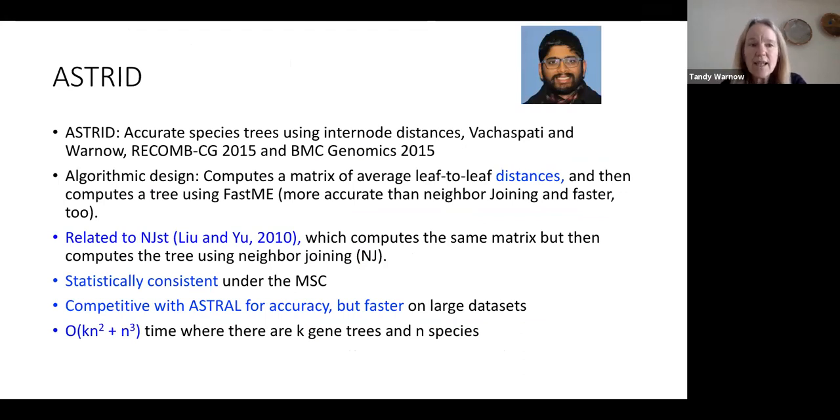So Astrid takes the same input as Astral, but then it computes a matrix of leaf-to-leaf distances. And that matrix of leaf-to-leaf distances can then be passed to a distance method like neighbor joining, but in this case, we use FastME, which actually has better accuracy than neighbor joining and is actually faster. It's also statistically consistent under the multi-species coalescent. It's polynomial time. And what's nice to know is that it's relatively as accurate as Astral. There's some conditions where it's more accurate, some conditions where it's less. And we don't really understand the conditions under which you would prefer one over the other, but it's faster.